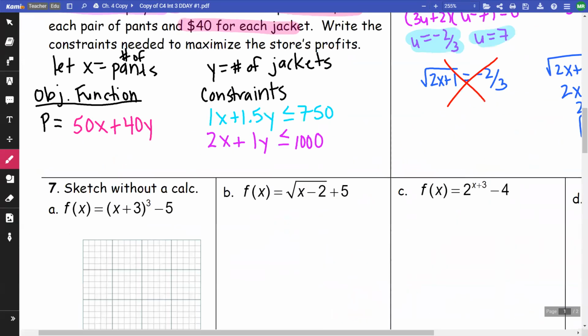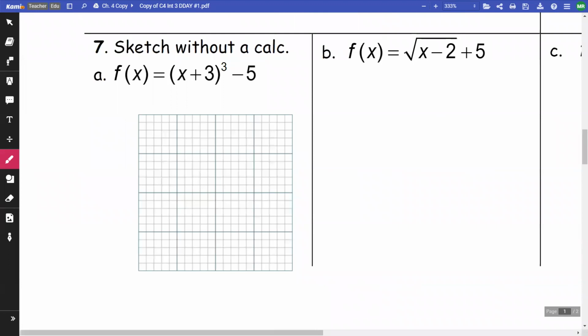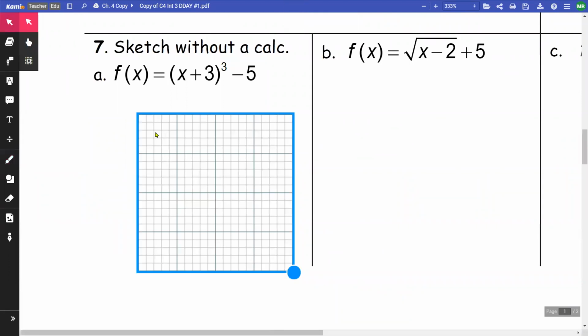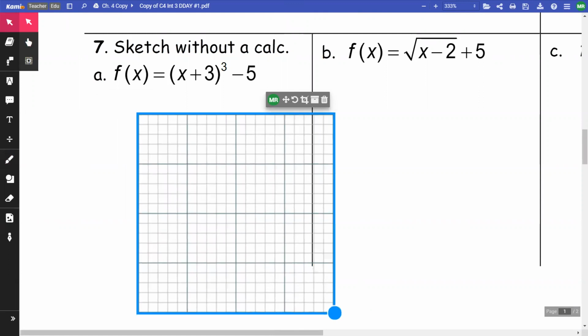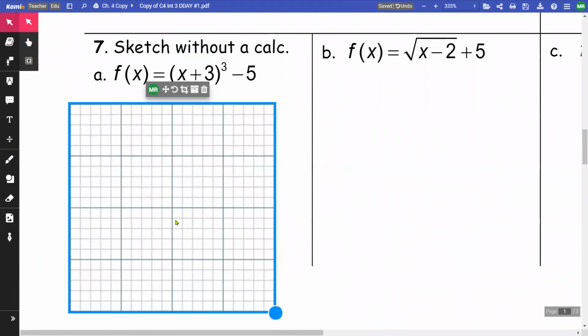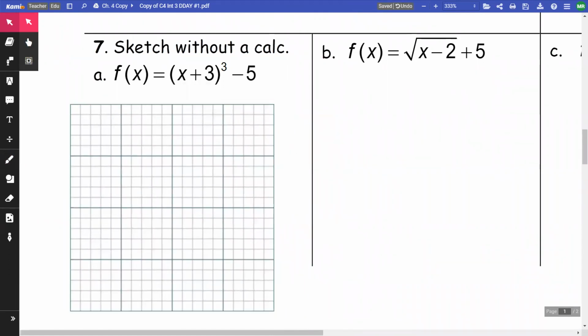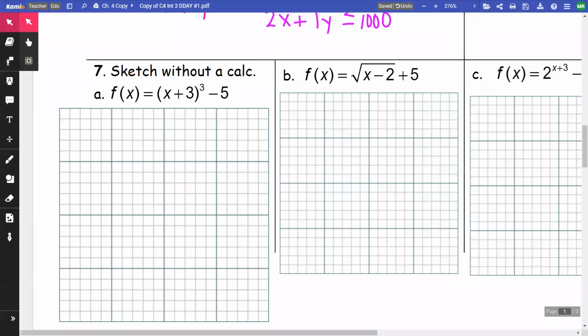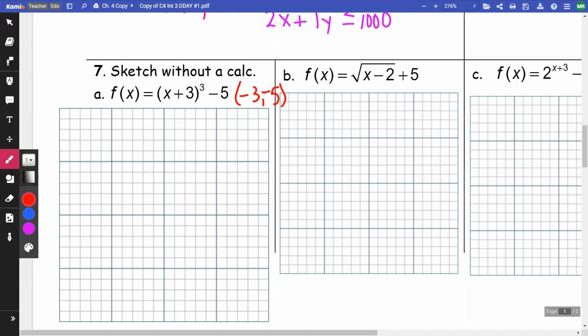So let's see, number 7. Okay, so on this, let me get my graph. Okay. And I'm just going to get all my graphs. Give me a second. All my graphs. So for the graphs, this first one is a cubic graph. And my inflection point is at -3, -5. So I'm going to plot that.